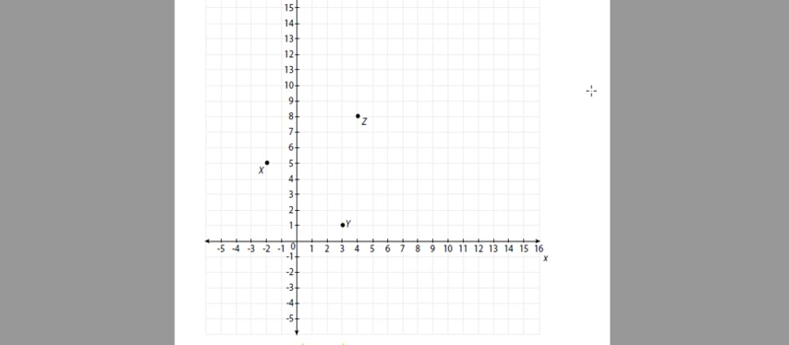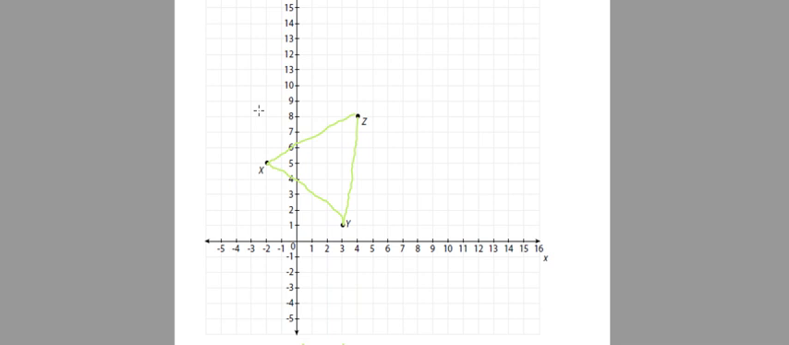So at this point, we are going to connect to form the midsegments. So we've got X, Y, and Z already there. I'm going to connect them to form the midsegments. All right, so I know that this is the midpoint of some line, this is the midpoint of some line, this is the midpoint of some line.